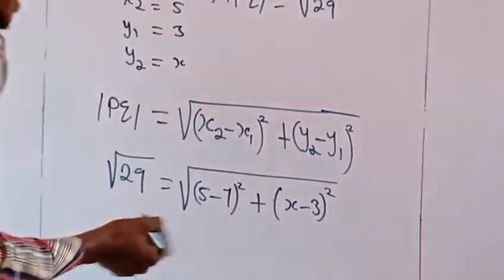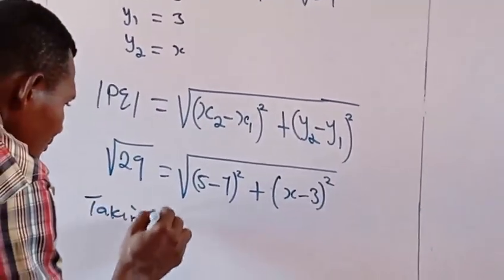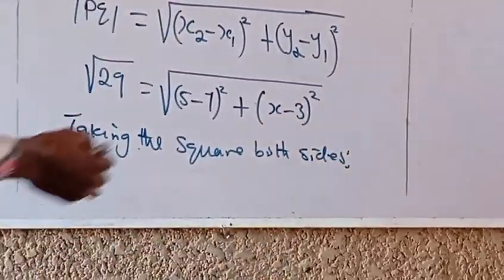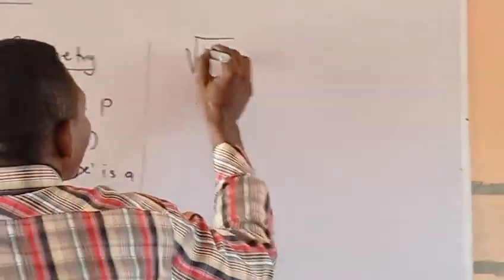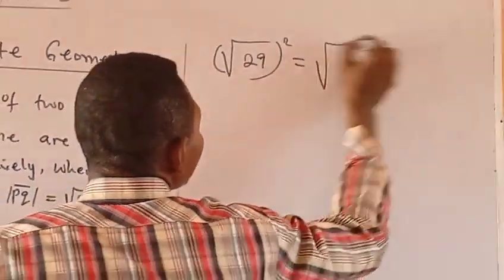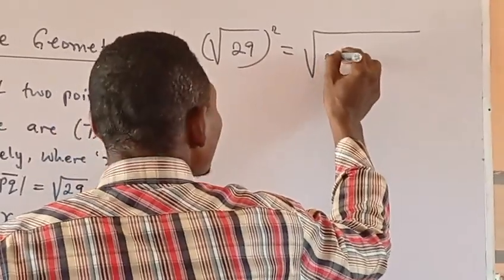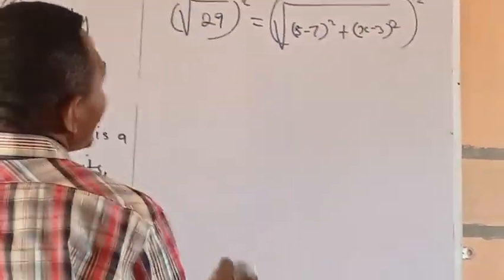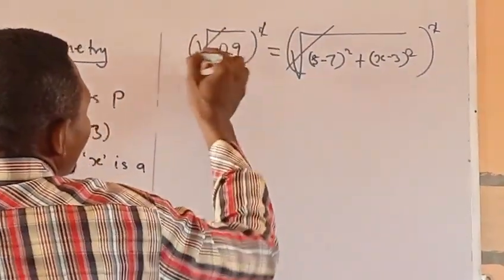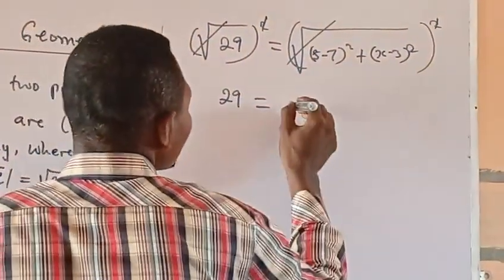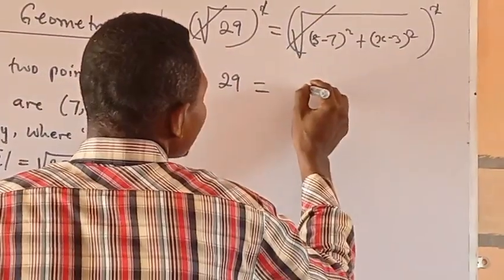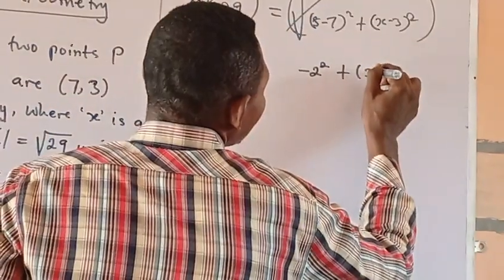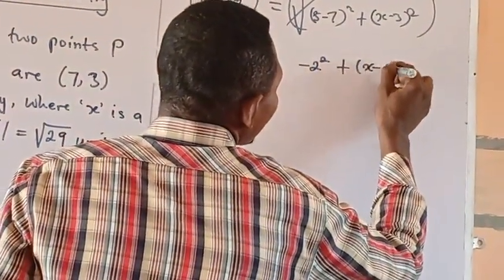Now, to simplify this further, let's take the square of both sides. We have 29 is equal to (5 minus 7) all squared plus (x minus 3) all squared. So the square cancels the square root on each side, and you are left with 29 is equal to 5 minus 7, which gives us minus 2 squared, plus (x minus 3) all squared.